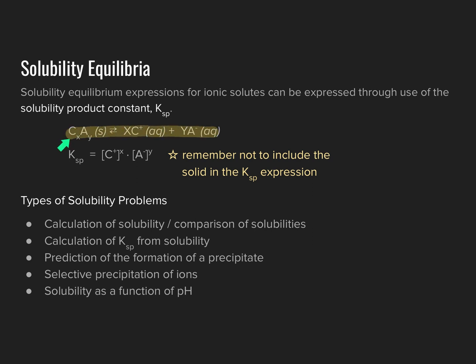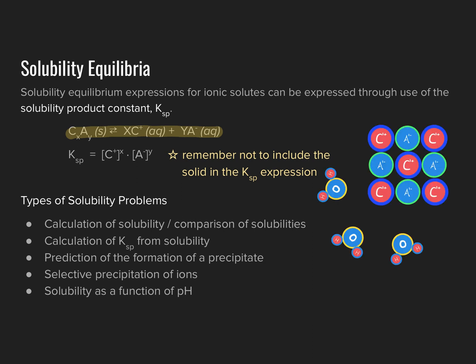In this equation, we are showing a generic ionic solute, which I've labeled here as CxAy, where C stands for the cation present in the solute, and A stands for the anion. And as that solute dissolves, recall from our previous conversations, it undergoes the process of dissociation, separating apart into the component ions, that is the cation C positive and the anion A negative.